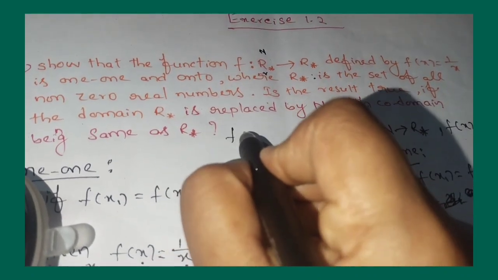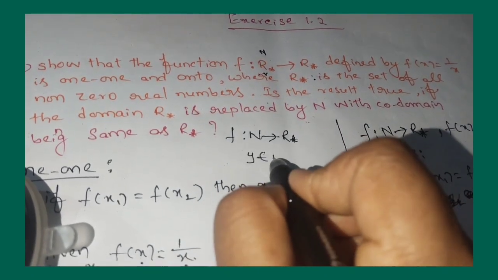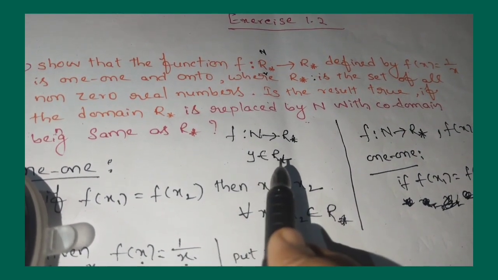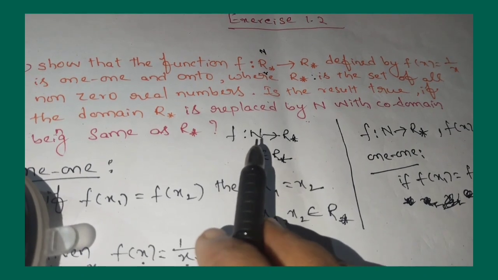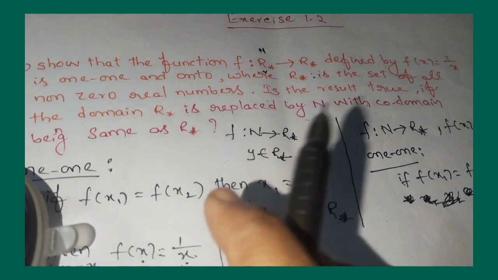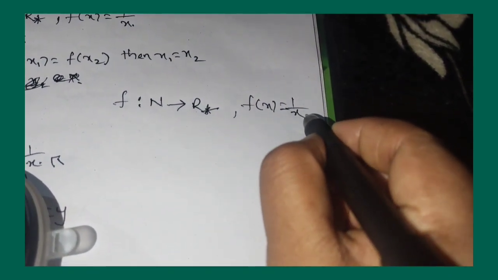So the function is f maps N to R star. If you observe here, y belongs to R star. Here y is a non-zero real number only. But the input changed. Input is a natural number. So for this case, we check 1-1 or onto. We can check whether both are proved or not. So the function is f maps N to non-zero real numbers. So the function is the same. f of x is equal to 1 by x.